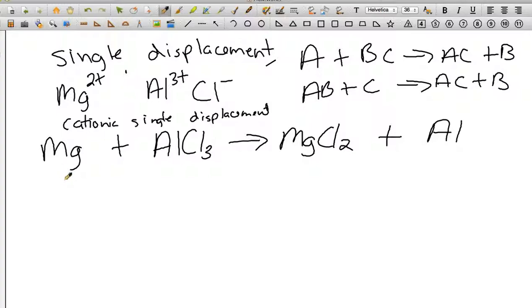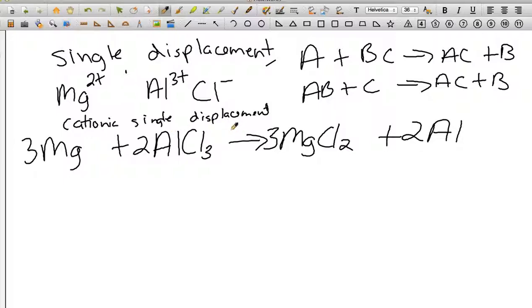So let's check charges here. We have 1 magnesium, 1 magnesium, 1 aluminum, 1 aluminum, 3 chlorine and 2 chlorine. The closest way to get these 2 together is 6. That means I'm going to put a 3 here, a 2 here. That gets me to 6 chlorine, 6 chlorine, 3 Mgs. So I put a 3 here, 2 Als, 2 Als. This is your balanced chemical equation for a cationic single displacement.